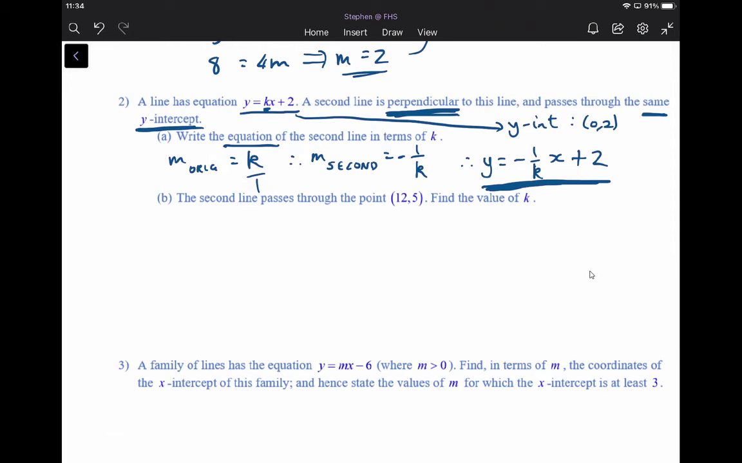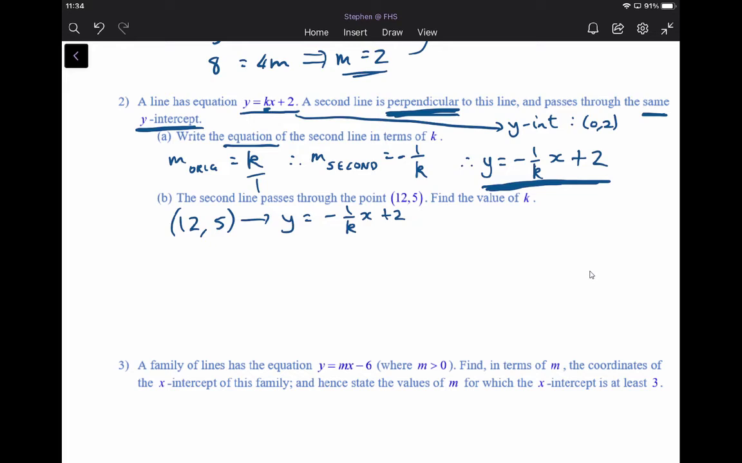Right, moving on to part B. The second line passes through the point 12, 5, and we have to find the value of k. Okay, so this is very similar to example 1b, where we're given a specific coordinate. So again, what I'm going to do is take that coordinate and plug it into the equation from part A. So let's plug that into y equals negative 1 on kx plus 2.